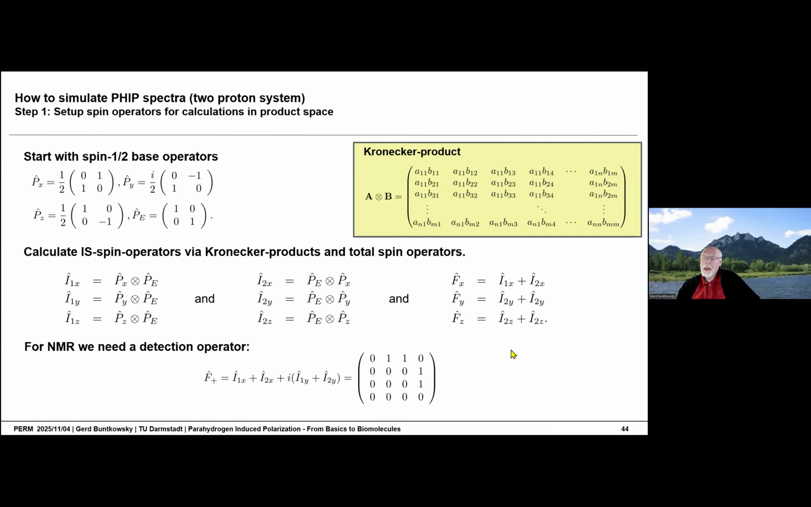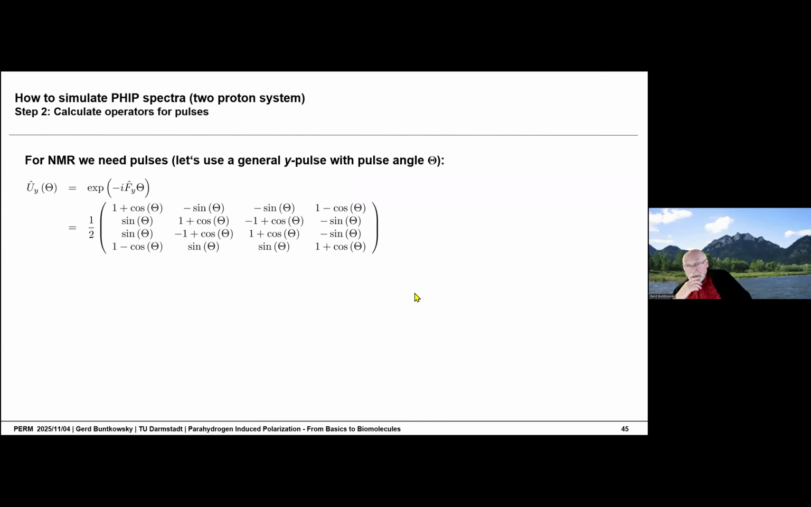Okay, now we also need a pulse operator. In the case of spin 1/2 and two spins, this pulse operator is relatively simple. So this here is the general form for a Y pulse. Since we just have two spin 1/2 coupled, we can calculate the matrix analytically and also write it here. So basically, this operator describes the pulse which we can apply.